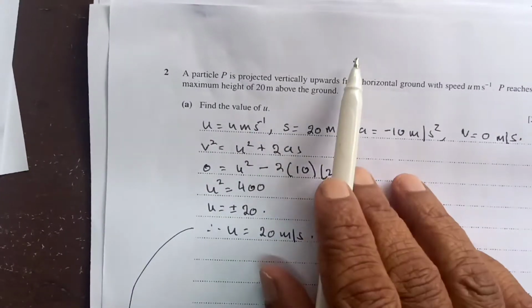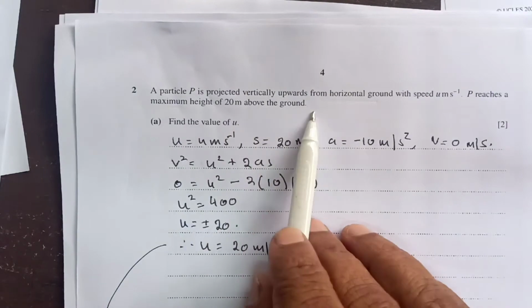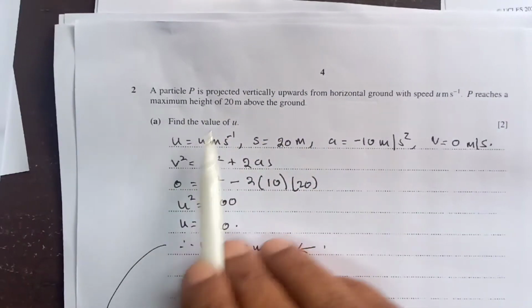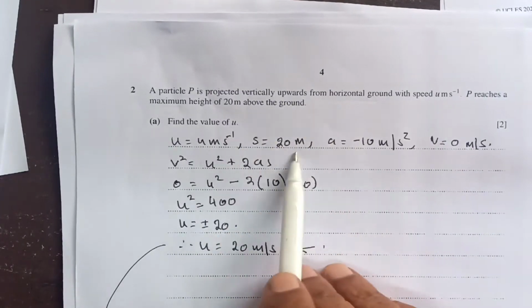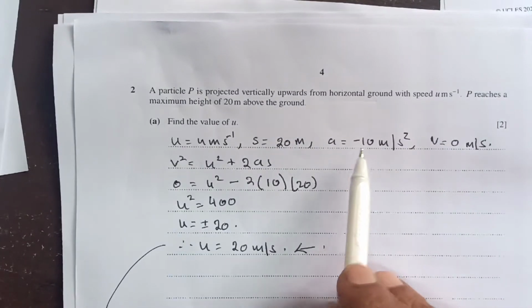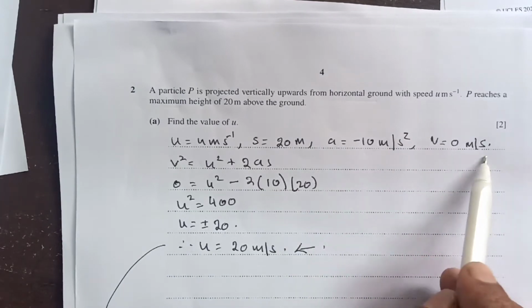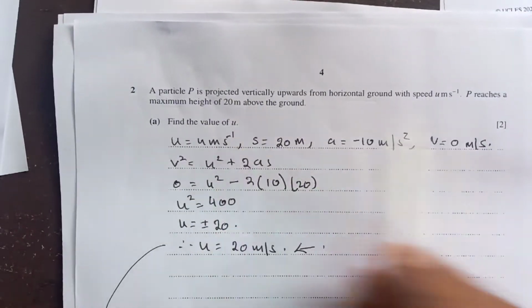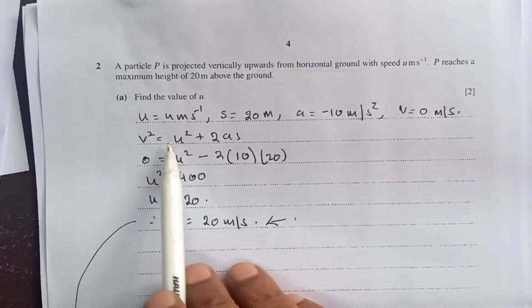Number 2, a particle P is projected vertically upward from the ground with initial speed u. P reaches a maximum height of 20 meters above the ground. Now, what is being given? The initial speed, which is u, s, the displacement from the ground, 20 meters. Acceleration is moving upward, so the acceleration is minus 10 meters per second squared. V is 0 because when it reaches maximum height, the final speed is 0. So you are told to find u, the initial velocity.